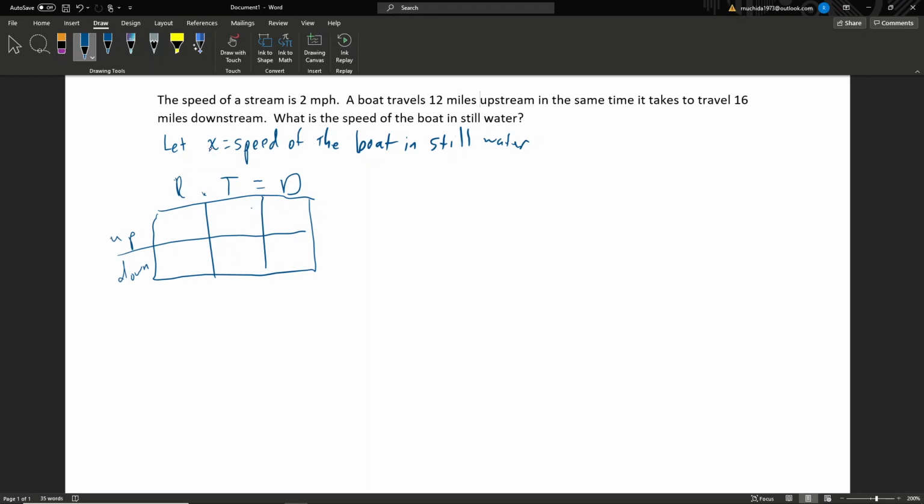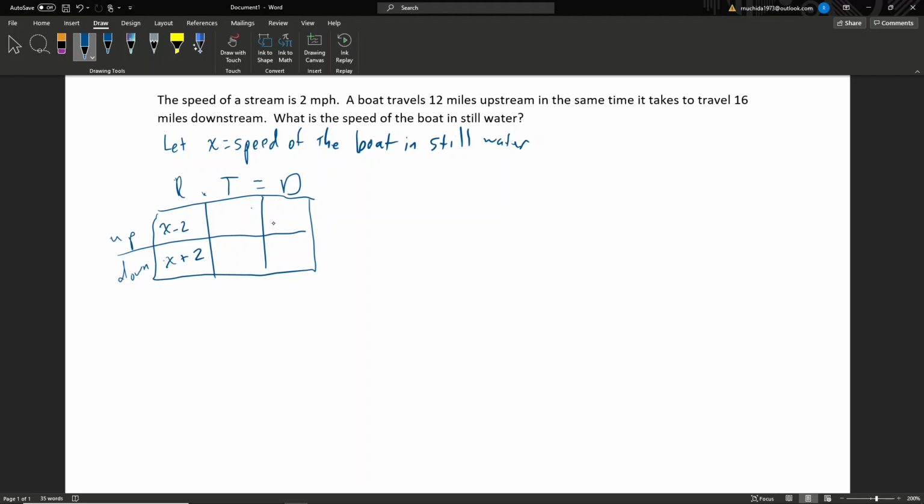So if we're letting x be the speed of the boat in still water, then when you're going upstream, and the speed of the stream is 2 miles per hour, the rate at which you're going upstream is the speed of the boat minus the speed of the stream, so that would be x minus 2. And when you're going downstream, you'd have the speed of the boat plus the speed of the stream, so that would be x plus 2.